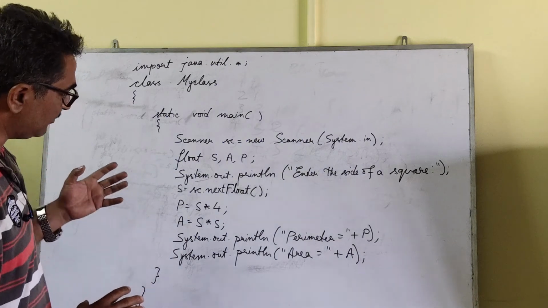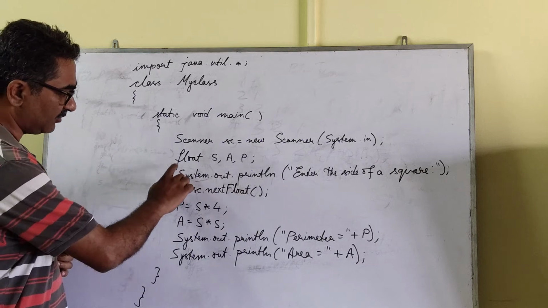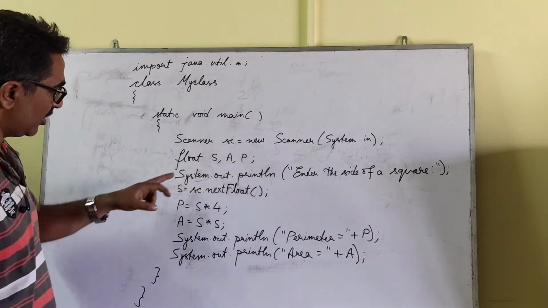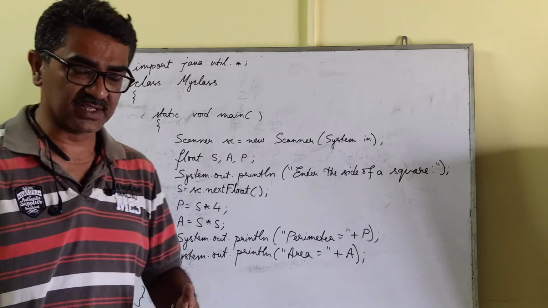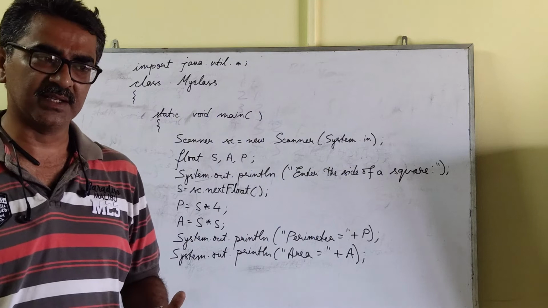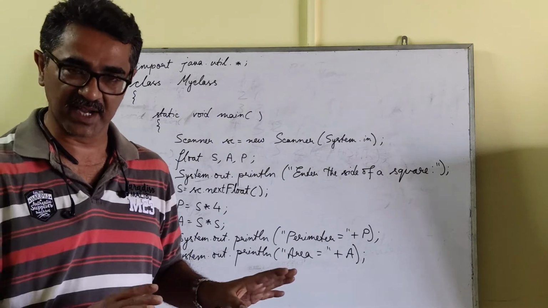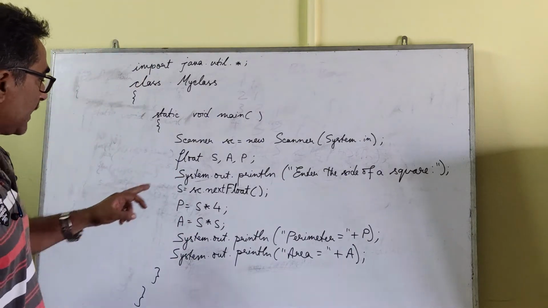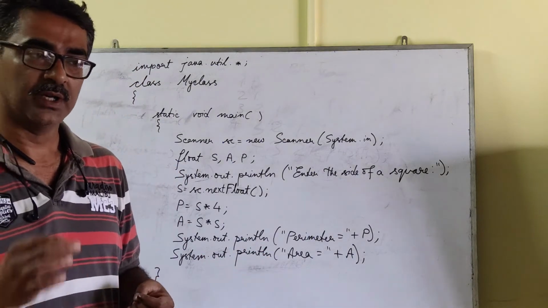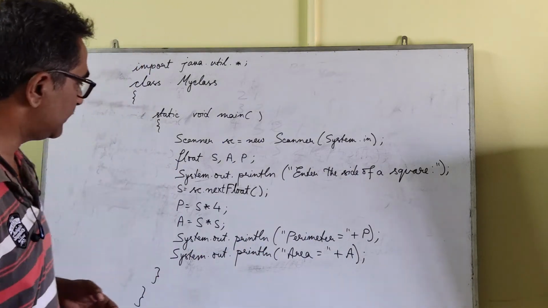Now look at the variables that are involved. We have taken three variables S, A and P of float type. Why have I selected float? I could have gone for int also. We assume that the side may be in decimal point, hence we selected that. Float, I believe you remember, is used to store numbers with decimal point.